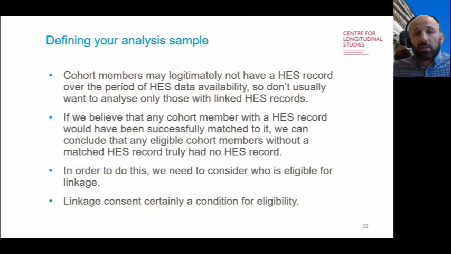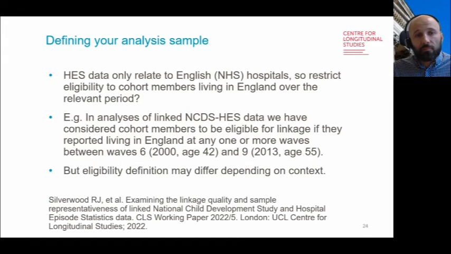And so if we believe that any cohort member who truly had a HES record would have been successfully matched to it, then we would conclude that any eligible cohort members without a matched HES record truly didn't have a HES record. But in order to do this, we really need to consider who we think is eligible for linkage. So because these linkages have been done on the basis of explicit consent, we need to restrict our attention to those who have given their consent for the linkage. That's a certain condition for eligibility for the linkage.